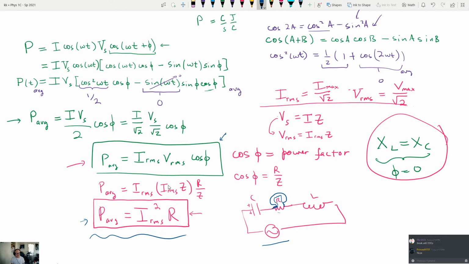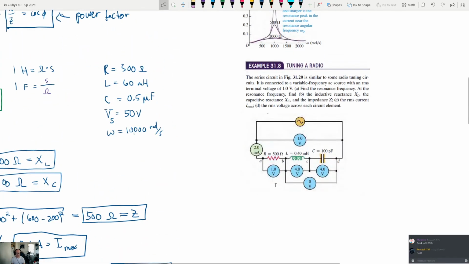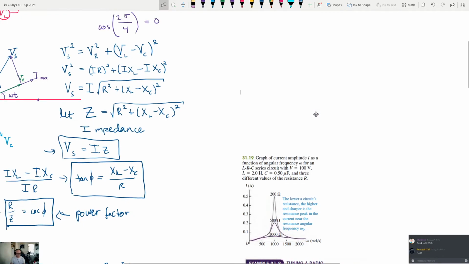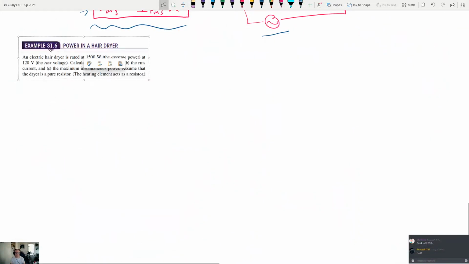But I think that basically covers AC circuits in terms of the equations we need to talk about them. The only other thing to do now is to talk about resonance, which we almost kind of just did in a way. So let's do this real quick. It's a really simple problem, but it doesn't hurt to do simple things.